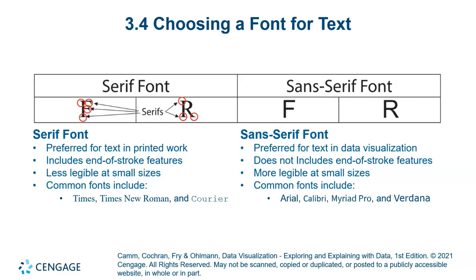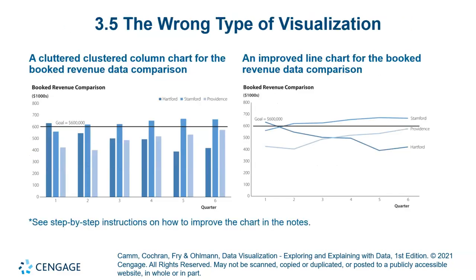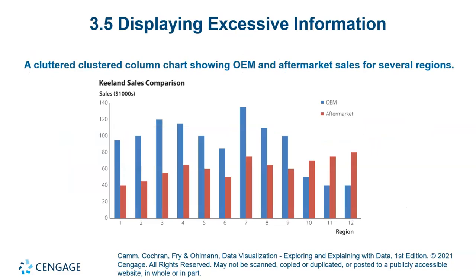On the left hand side, a serif font is used for printing, and it is good for printed material, while sans serif fonts are good for projectors and data visualizations on the screen. Here are suggestions for the choice of font and text: different suggestions on where to make text bold, italic, and color. Wrong type of visualizations: sometimes you need to avoid the wrong type of visualization, which makes more clutter. On the right hand side, you can see the improved line chart, which makes less use of ink, and it's uncluttered, while both give the same meaning.